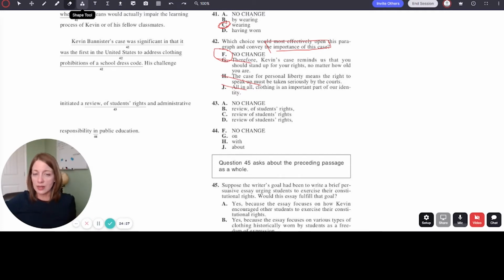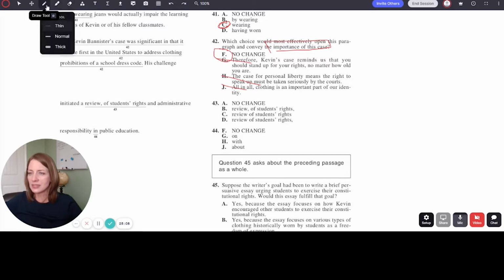To feel comfortable with your choice, you can pause here. His challenge initiated a review of students' rights and administrative. When you make this pause, it's not a necessary pause. Not a necessary pause here. So on C, there are no extra pauses going on.